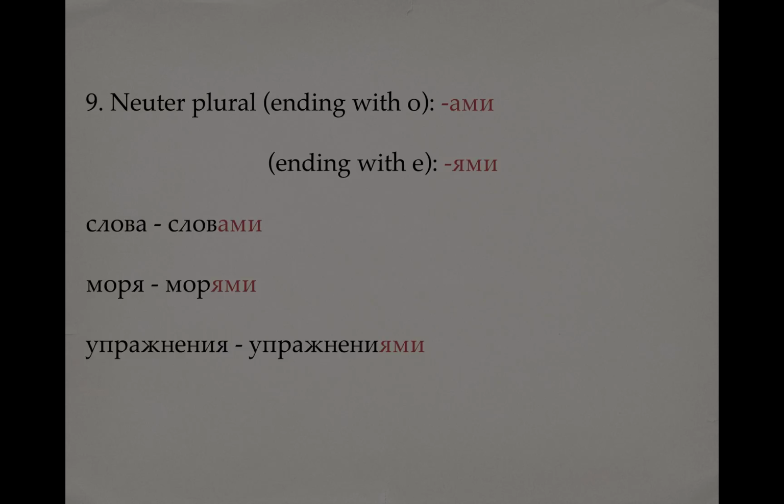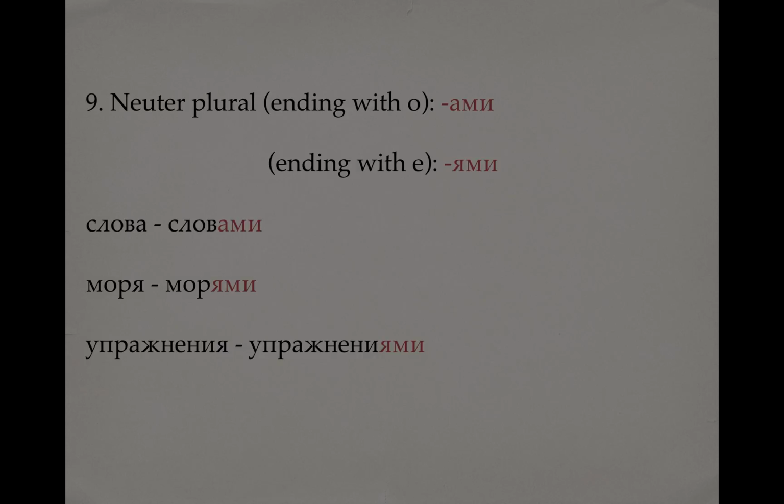Okay, now let's see how we change neuter plural words. Again, there are two sorts of neuter words. One is ending with o, and one is ending with ye. And for the words that end with o, if we want to turn the plural form into instrumental case, we need to change the ending to ami. So let's look at the first example.